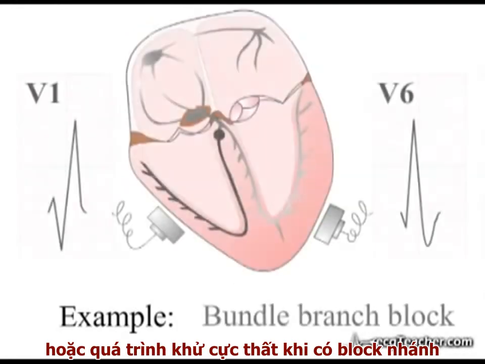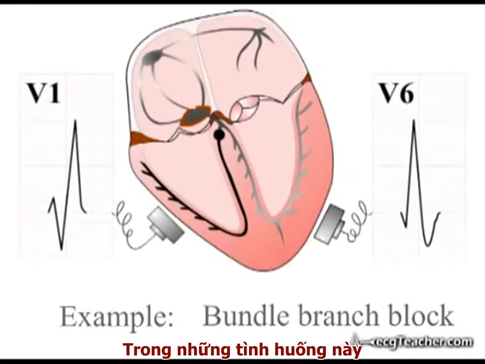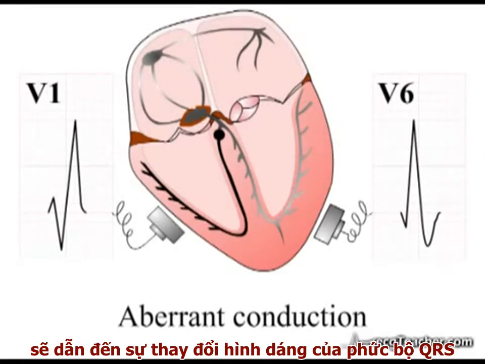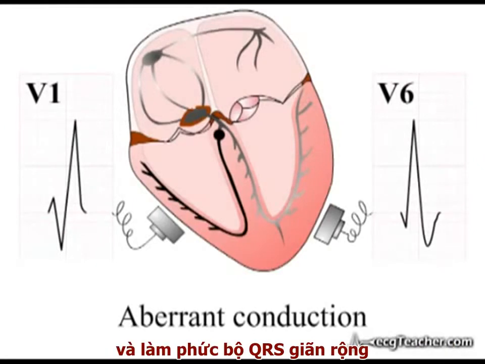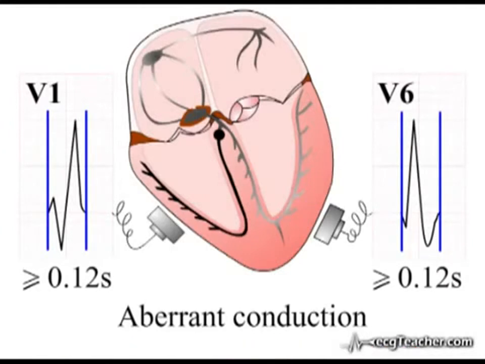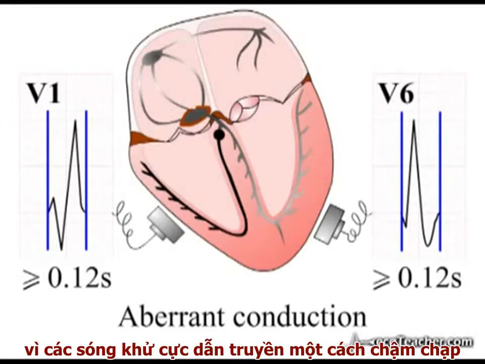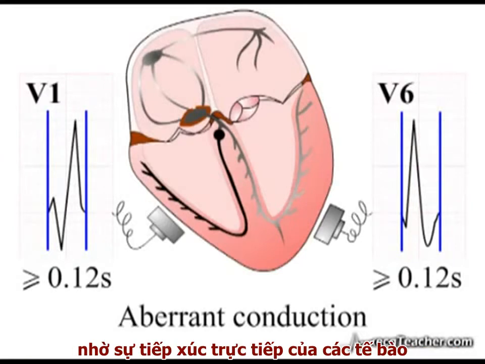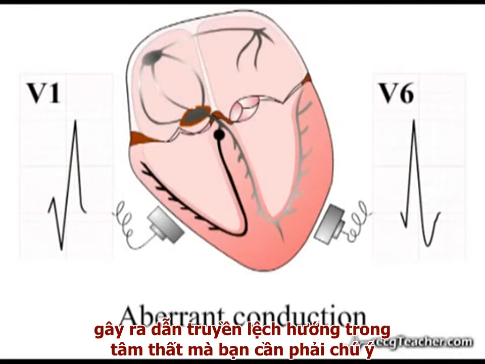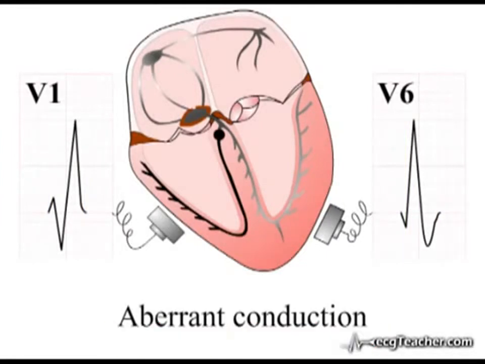Examples of aberrancy within the ventricles include conduction of ventricular ectopics and conduction of ventricular depolarization in the presence of a bundle branch block. In these situations, aberrant conduction within the ventricles results in altered QRS complex morphology, with widening of the complexes beyond the upper limit of normal duration, as the depolarization wave spreads slowly by direct cell-to-cell contact outside the conducting system. There are other causes of aberrancy within the ventricles which you need to be aware of.